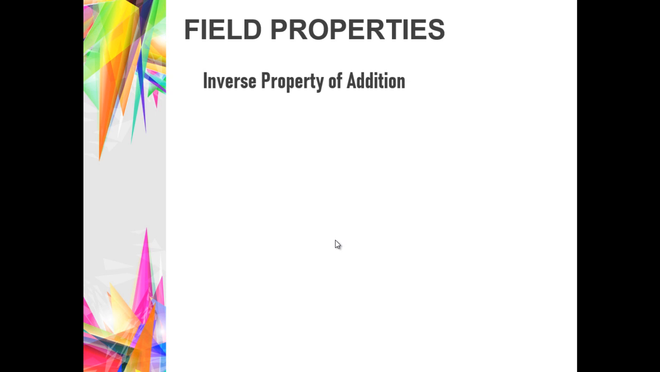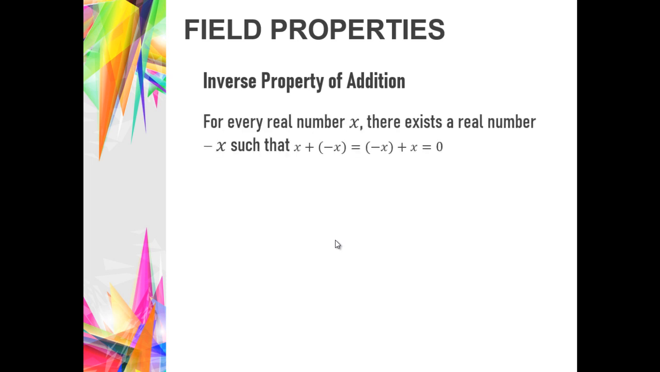Inverse property of addition. So same with identity property, this is closed under addition and multiplication. So inverse property states that for every real number x, there exists a real number negative x such that x plus negative x is equal to negative x plus x, that is equal to 0.